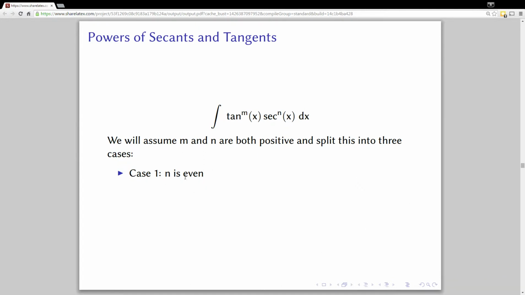So case 1 is when n is even, so that's the power of secant is even. Case 2 is when the power of tangent is odd. And then case 3 is where m is even and n is odd. So that's sort of the opposite of this case here. So I'm going to go through case 1 and then I'll put case 2 and case 3 in videos of their own.